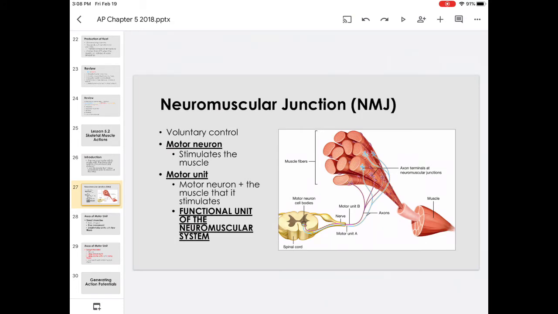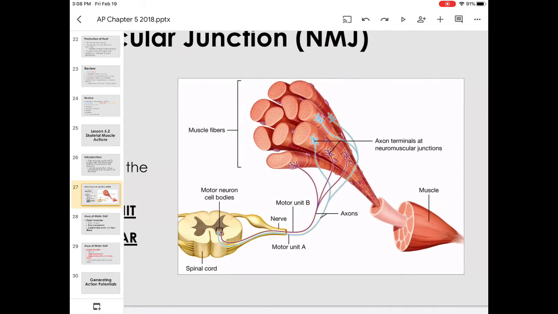The neuromuscular junction has a couple of components. One, obviously, is a neuron, the neuro part of neuromuscular junction. This neuron is really important, because it is what stimulates your muscle in order for it to move. Then it also has a motor unit. This is basically the motor neuron and all of the muscle fibers that it stimulates in order to cause a reaction. The motor unit is also known as the functional unit of the neuromuscular system.